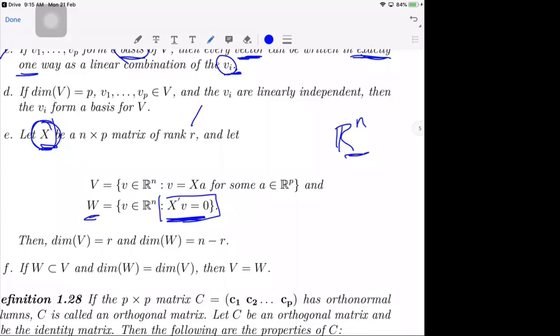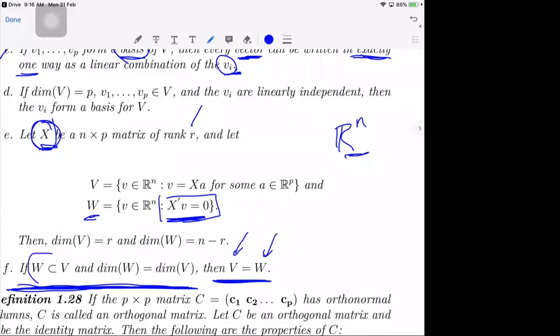And another thing that is very important, if you want to know whether two subspaces, V and W, are equal, you have to show this, or you have to have these assumptions to conclude that V is equal to W.